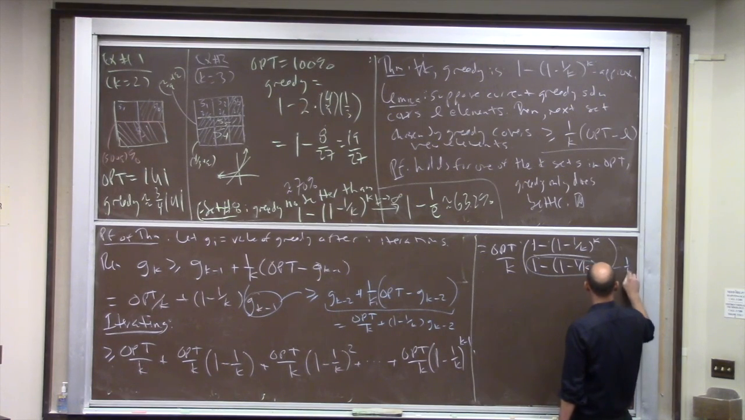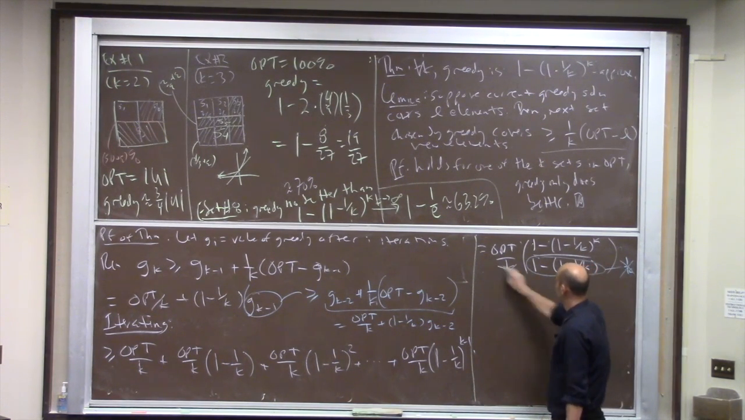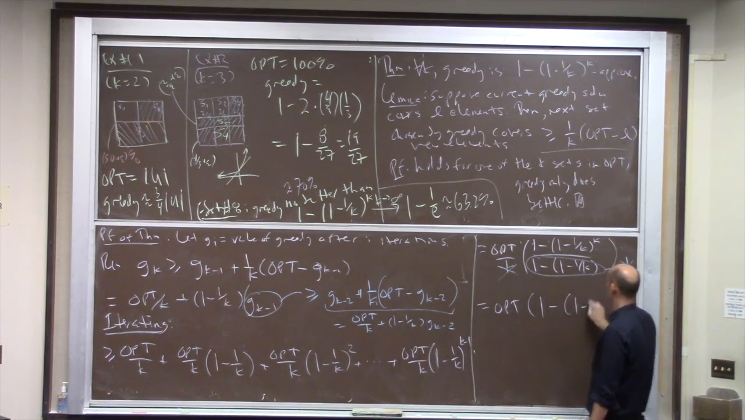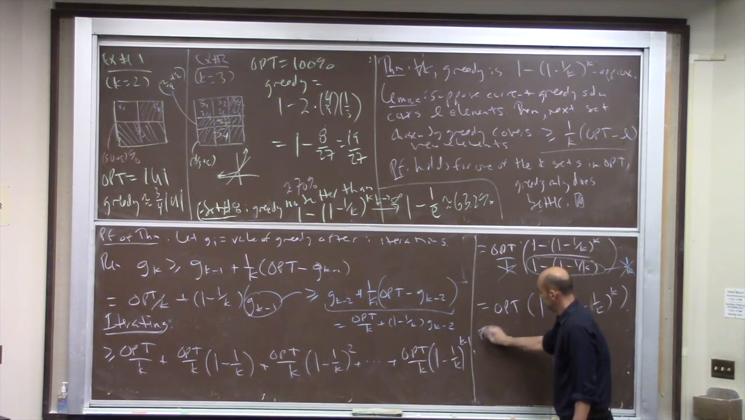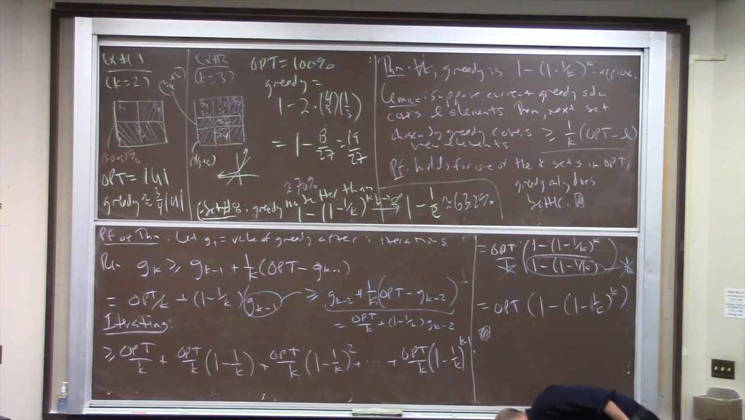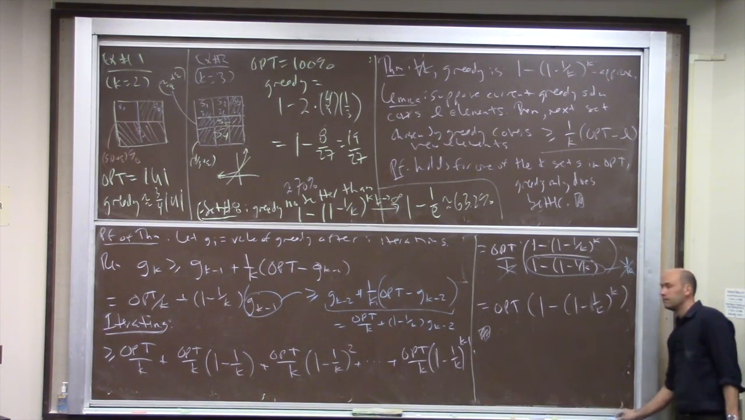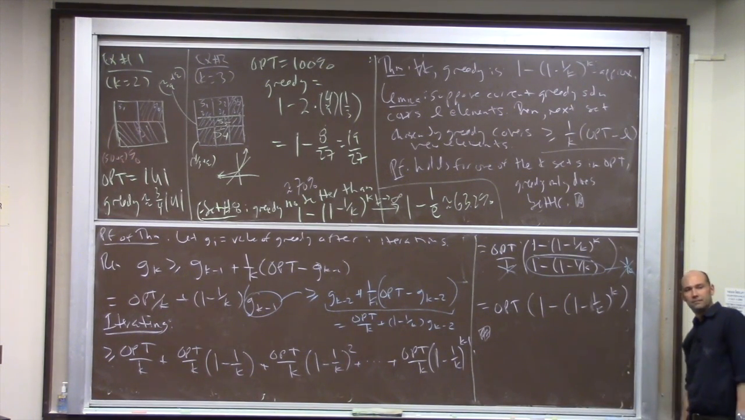Notice this is 1 over k. So that cancels out the k, leaving us with opt times 1 minus 1 over k raised to the k, as claimed. Okay? So that's set coverage in the greedy algorithm.